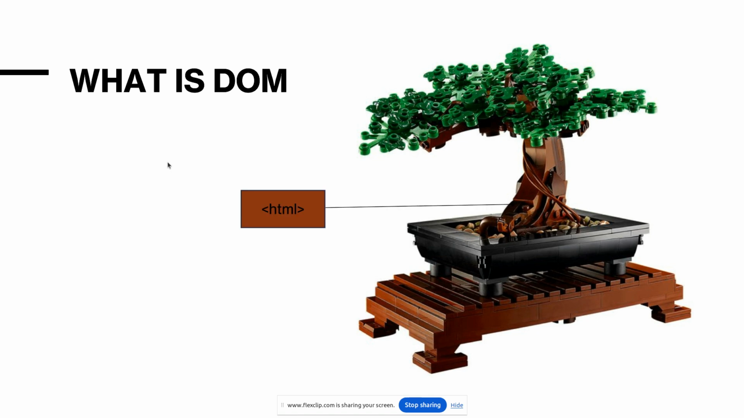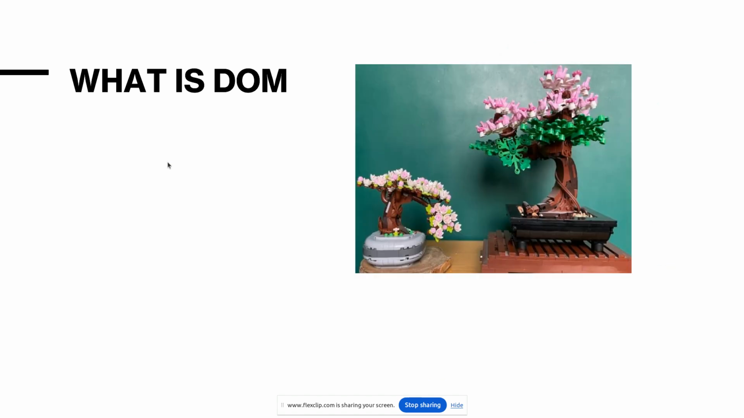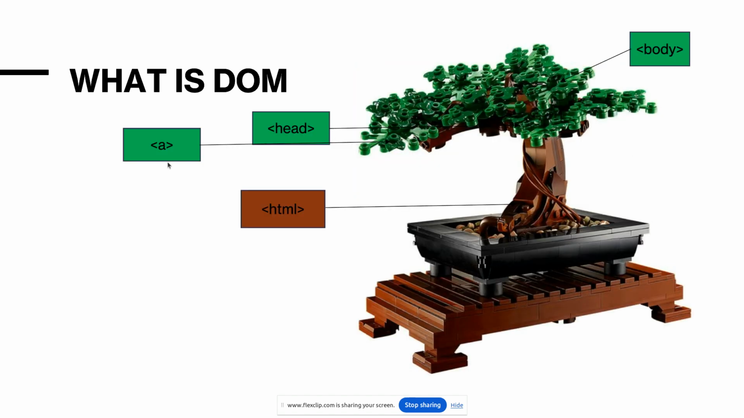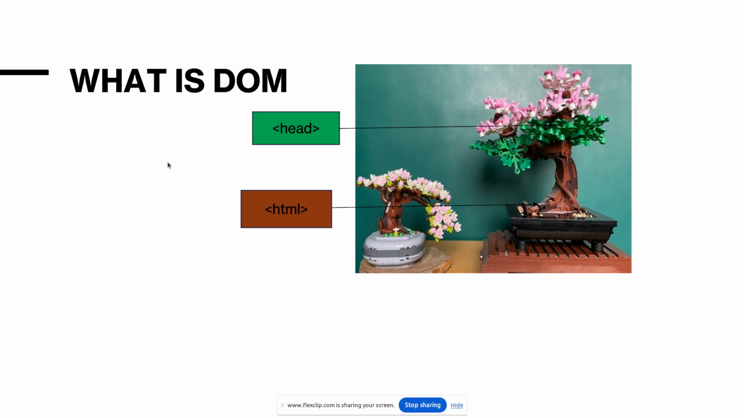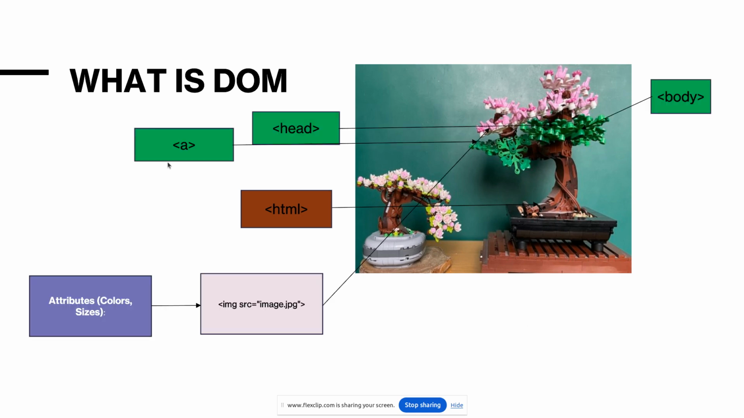There's a tree. HTML is like the root of the tree. The head tag is a leaf of the tree, and so are the body and a tag. And that is what makes up the DOM tree, right? You understand? Next, there's a color, which is like an attribute. We can put a source image on the image tag, right? That's the source attribute. The source thing is an attribute.